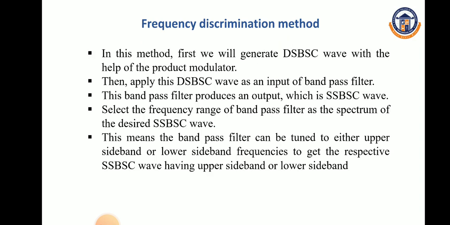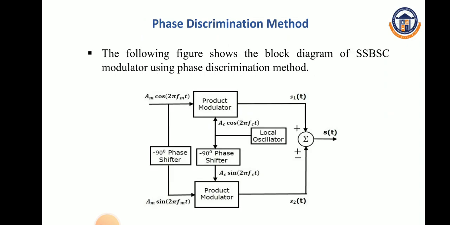So as we discussed in the diagram, first we generate the DSB-SC wave with the help of the product modulator, then we apply the wave as input to the bandpass filter. The bandpass filter produces an output which is the SSB wave. The selection of the frequency range of the bandpass filter spectrum is decided by the SSB wave. This means the bandpass filter can tune to either the upper sideband or lower sideband frequency to get the respective SSB wave having the upper sideband or the lower sideband.